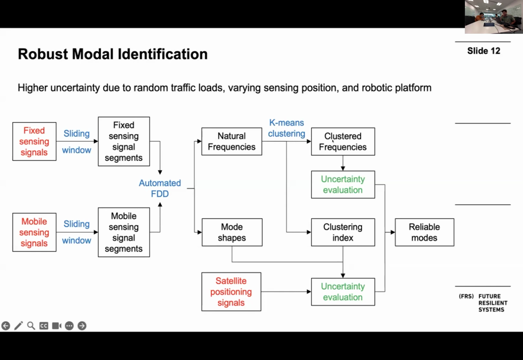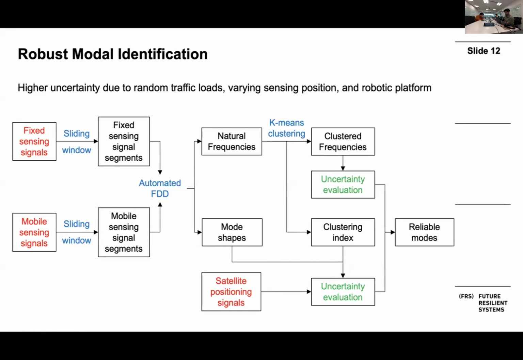Based on the clustering result, we can get very many frequency clusters, and for each cluster, we have many measurements from those signal windows, and then we can perform uncertainty evaluation on this. And based on the k-means clustering results, we can also get many clusters about identified mode shapes. And then we can also perform uncertainty evaluation.